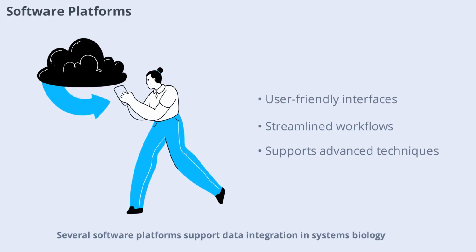Several software platforms support data integration in systems biology. Tools like Galaxy, KNIME, and Taverna provide user-friendly interfaces for combining, analyzing, and visualizing data from multiple sources. These platforms streamline workflows and make advanced integration techniques accessible to a broader range of researchers.